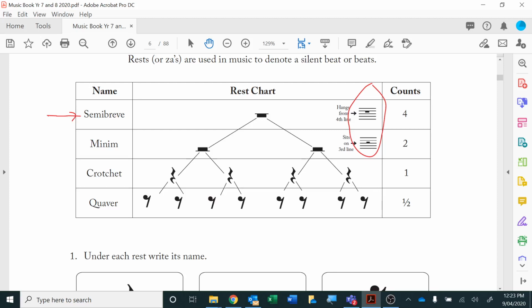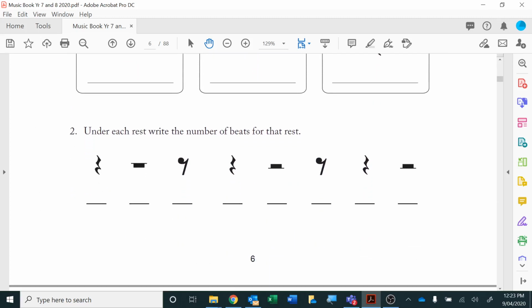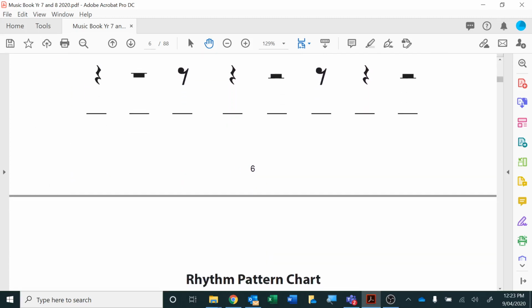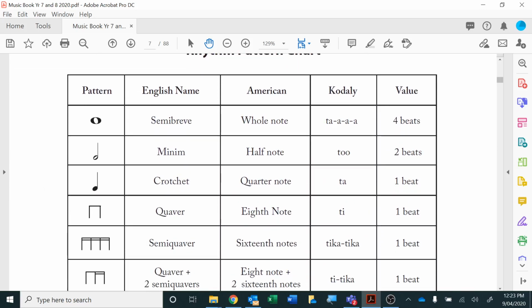It's only worth 2. And then the crotchet rest, if you know the movie Bolt, if you think of the lightning on the side of the dog, and then you just do an open bracket at the bottom of it, and you get a quaver rest. The quaver rest looks like a sad 7 or something like that, or maybe a Y, but that's what they look like. And then you can write the names in there, shouldn't be too hard. Write the value just like for the notes, and here we come to a chart.